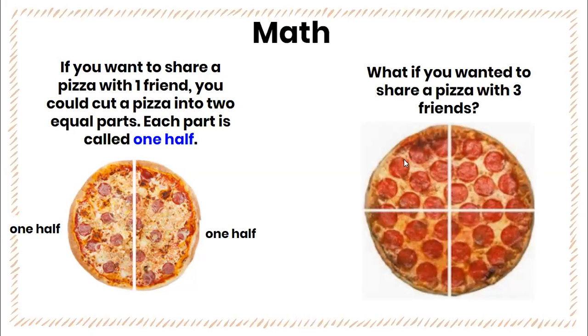We call each part 1/4. So you might have this fourth. This fourth can be for a friend. 1/4 can be for another friend. And the last fourth can be for another friend. We can also call each piece 1/4. So 1/4 is the same as 1/4 of the pizza.